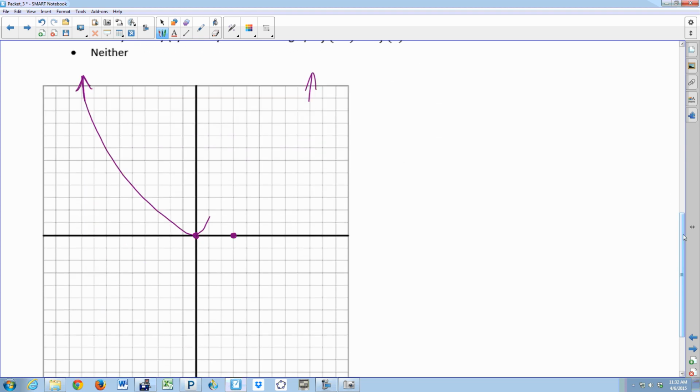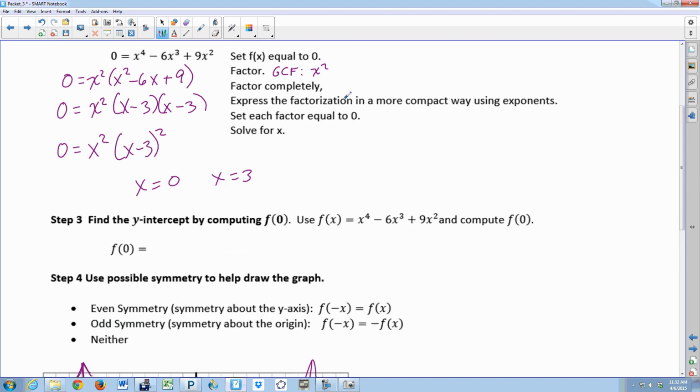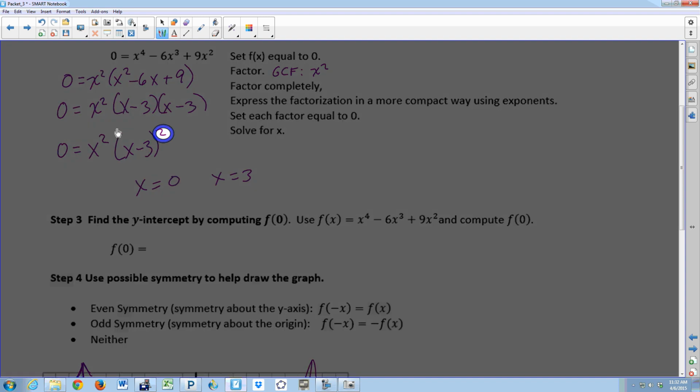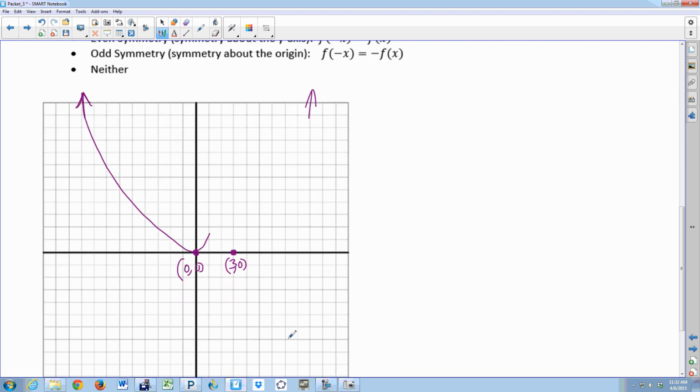And my other 0 was at 3. I had one at 0, 0, and 3, 0. Let's look at the multiplicity at 3. Here's my x equals 3. Here's where I put it in. I get a 0. What's my multiplicity? 2. So it's going to act just like a quadratic. So I know on this side, I'm going to bounce up there.